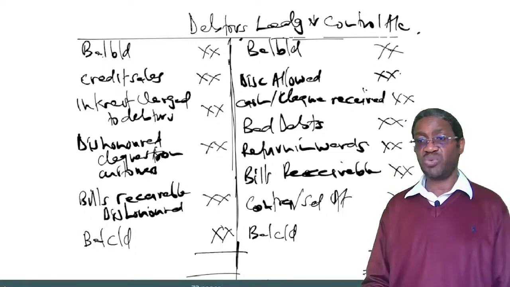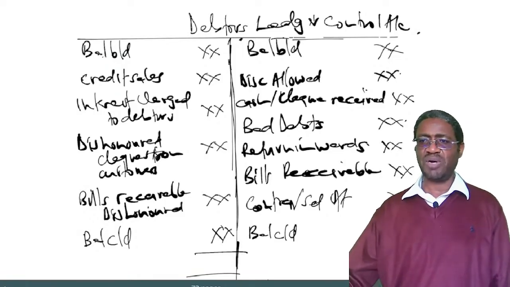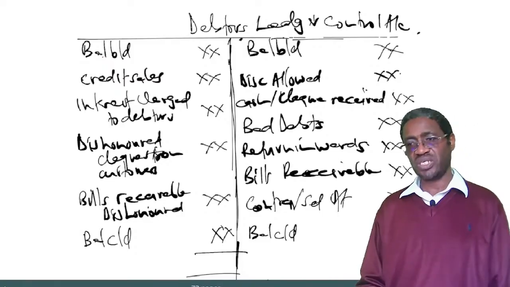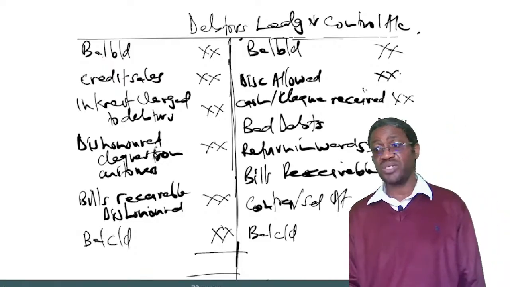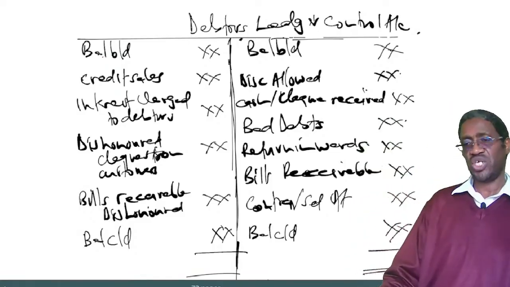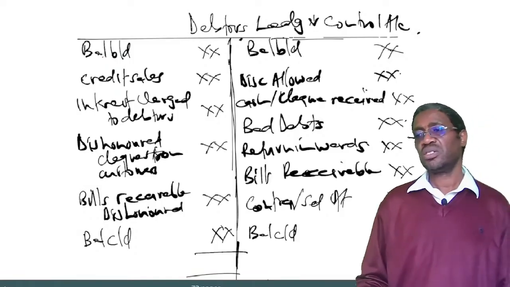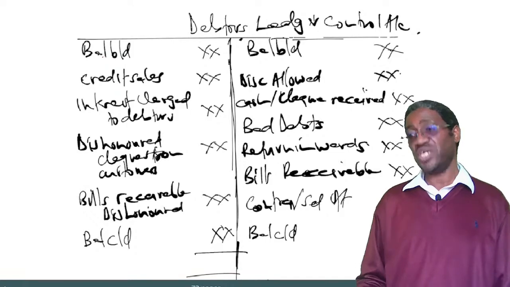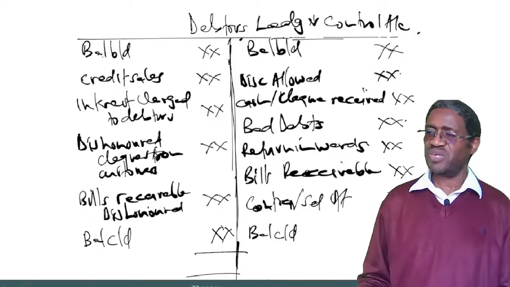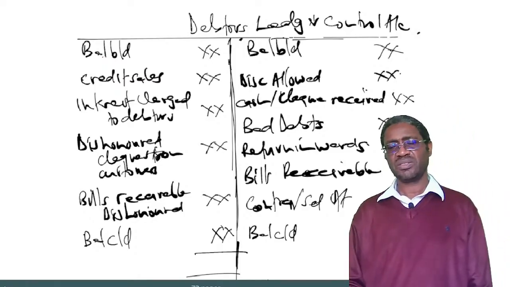So on the debit, we have balance brought down. We have credit sales, we have talked about it. Then we have any interest charged to debtors because they were not paying in good time; you had to charge them interest. Then you have dishonored checks from debtors. When you received the check, you debited bank and credited debtors. But now that the check has become dishonored, you cancel it from the credit side by debiting.